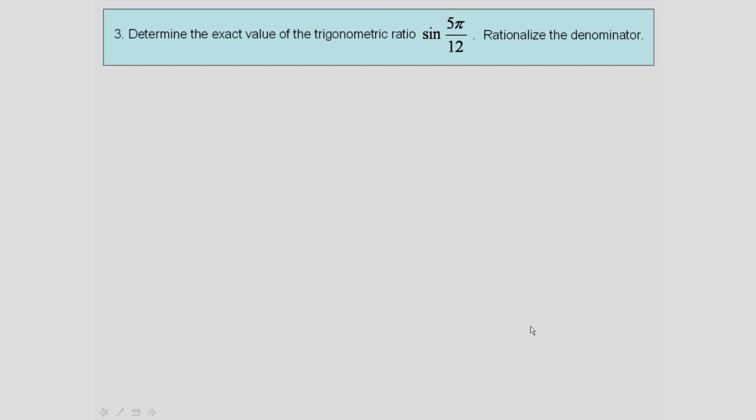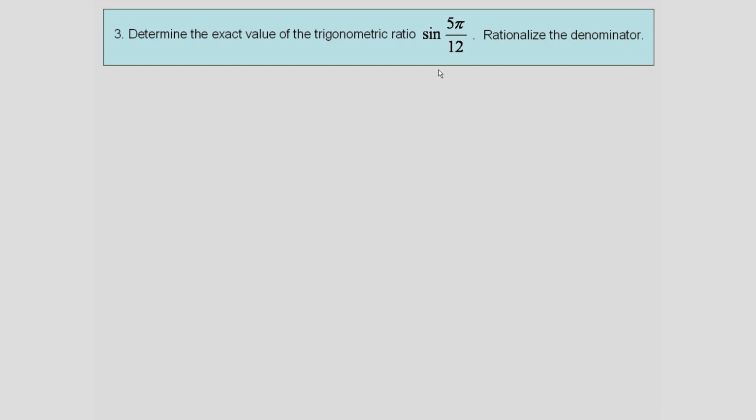Determine the exact value of the trigonometric ratio sine 5 pi over 12. And then make sure you rationalize the denominator. Okay. There are a couple ways to go about handling this question. You can actually do it with the double angle formula.